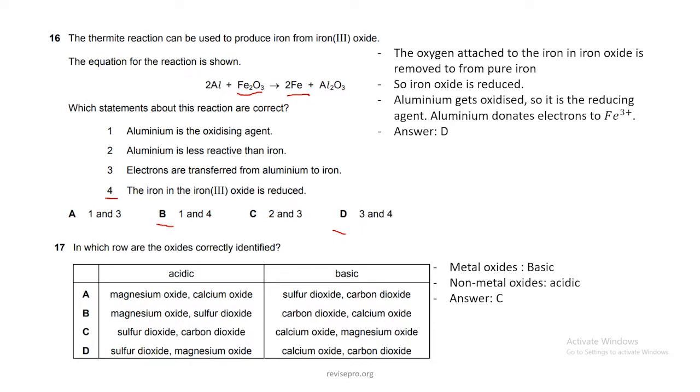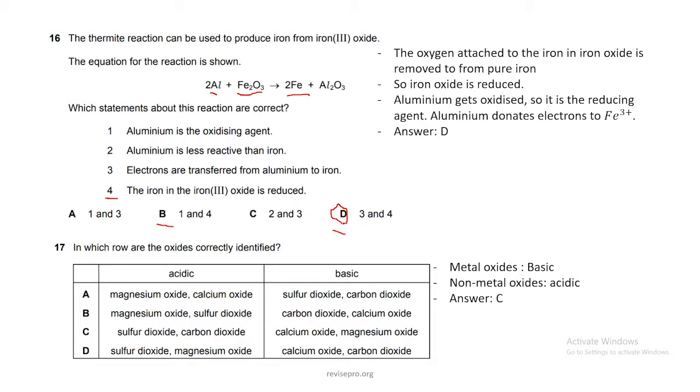So, is aluminum the oxidizing agent? Now, aluminum gets bonded to an oxygen. That means aluminum got oxidized. If aluminum got oxidized, it cannot be called the oxidizing agent, rather it is the reducing agent. So you know that option D is your answer.